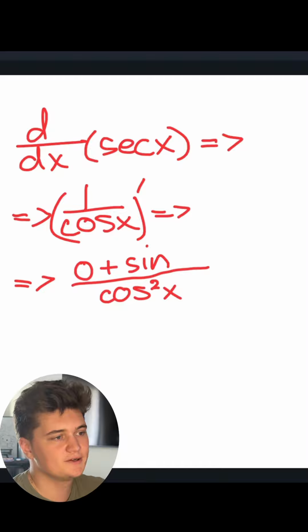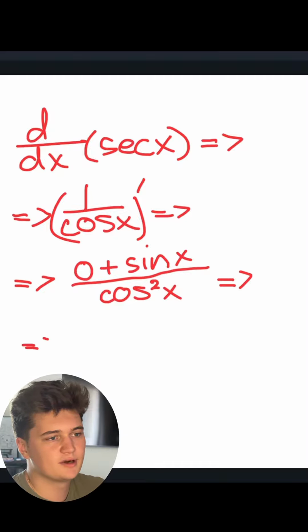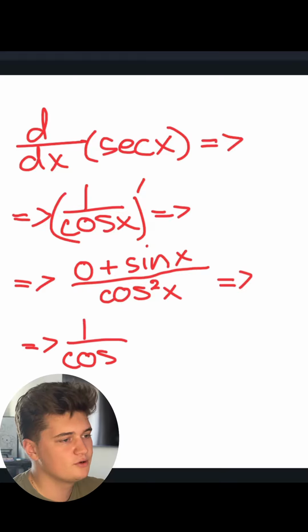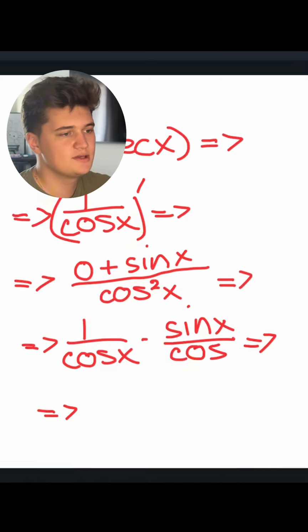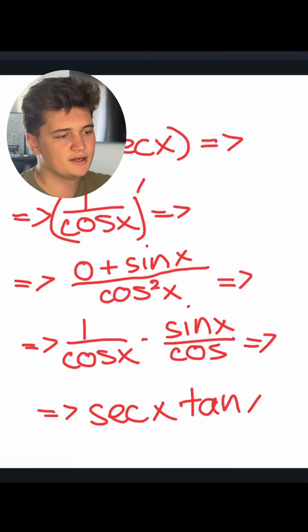So we just turn it into a positive since we have a negative sign in front, and this is what we get, right? We can rewrite it as 1 over cosine x multiplied by sine x over cosine x, and we get secant x multiplied by tangent x.